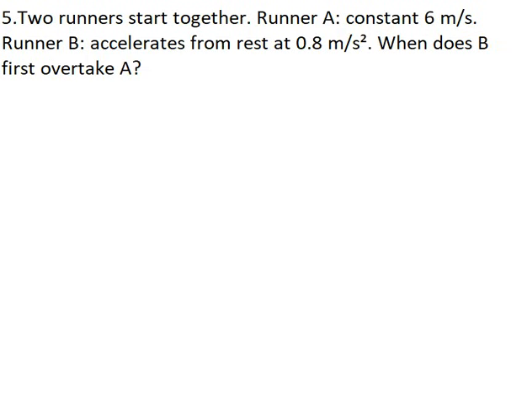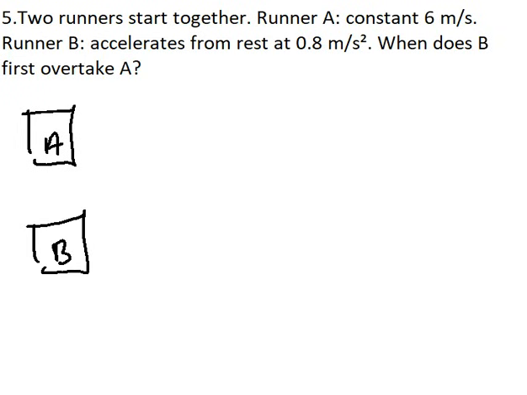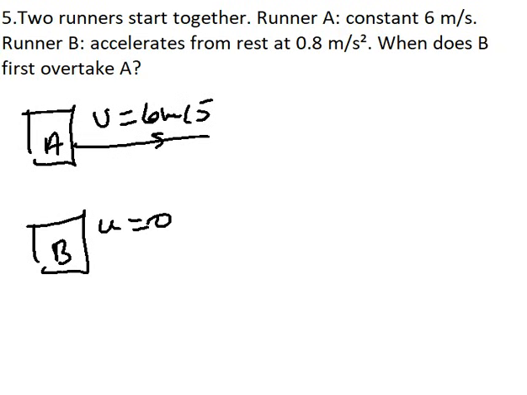Now let's say this is the case. Two runners start together, runner A and runner B. Runner A is moving at a constant speed of 6 meters per second, and runner B starts from rest, initial velocity 0, with acceleration 0.8 meters per second squared. When does B overtake A? In other words, when do you expect the two objects to overtake each other? We are looking for the time.